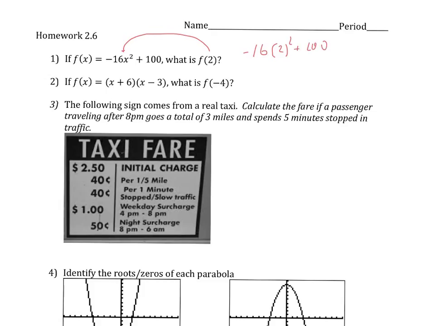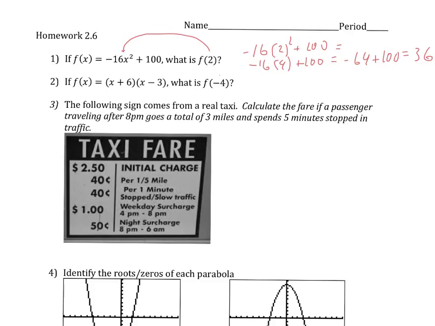You could just grab a calculator there and go ahead and calculate that, but negative 16 times 4 is what we're working with there in front. Negative 16 times 4 is negative 64. And then if we add the 100 on, we get essentially 100 minus 64, which is 36. And we're done.